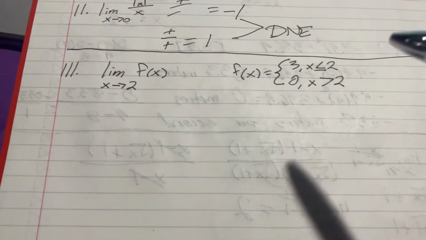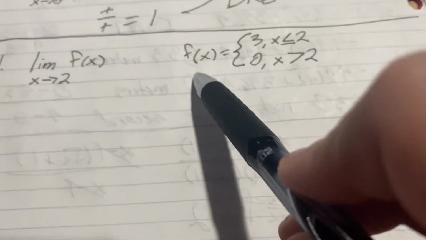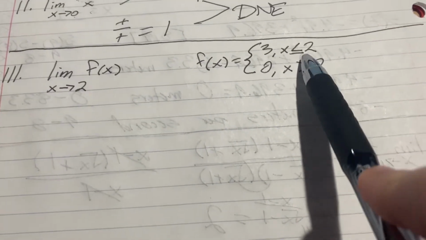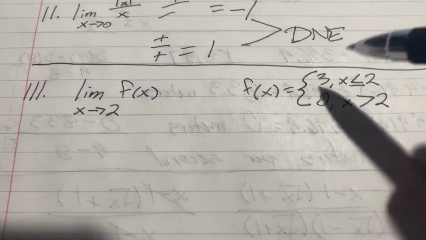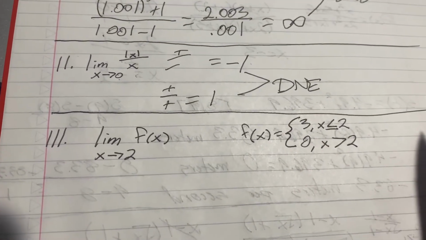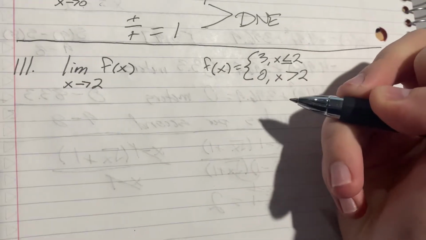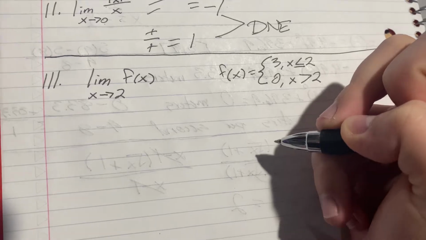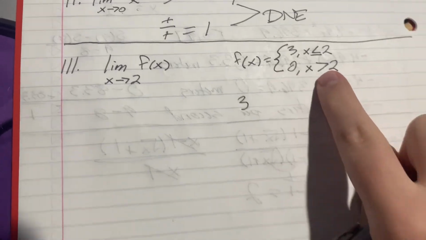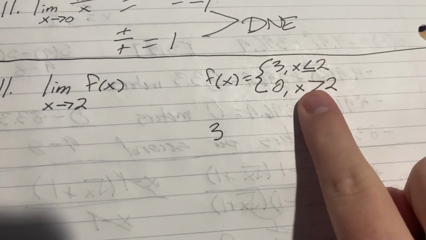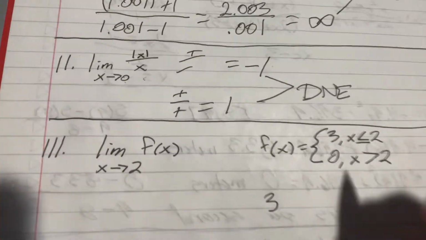Alright, for this last one, we are seeing if there is a limit as x is approaching 2. So if we insert 2 into this equation, you would have to go over to where the 2 is. So this one says less than or equal to 2. So if we insert 2, we're going to go ahead and get 3 if we try to get it from the left side. So, for example, if we used 1.999, we're going to get 3. And then if we did one that's on the right side of 2, so anything larger than 2, like 2.001, then we're going to get 0.